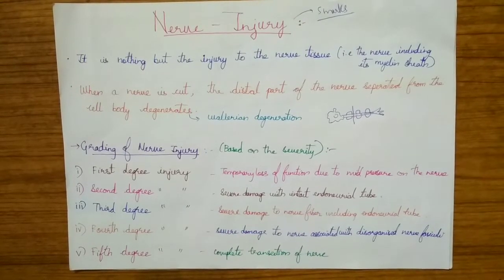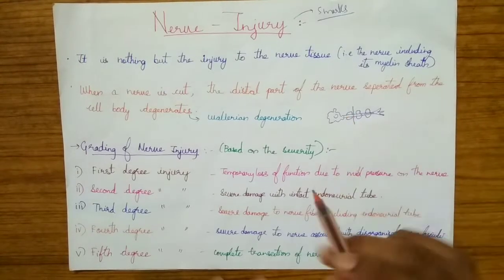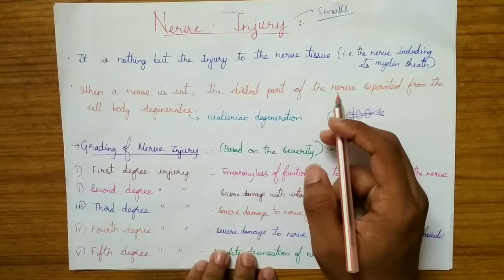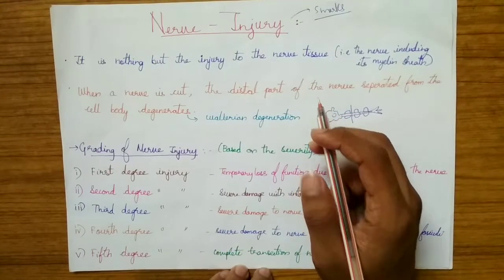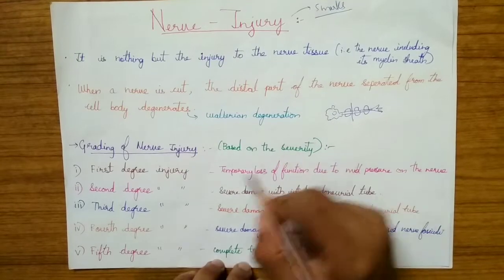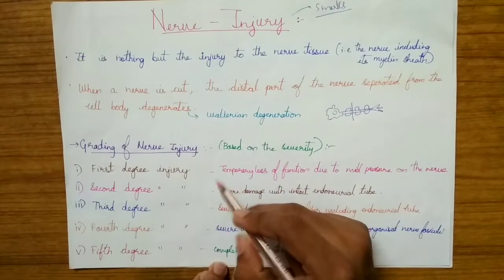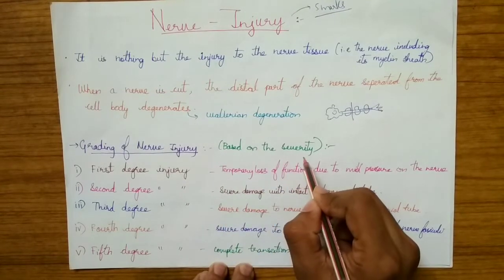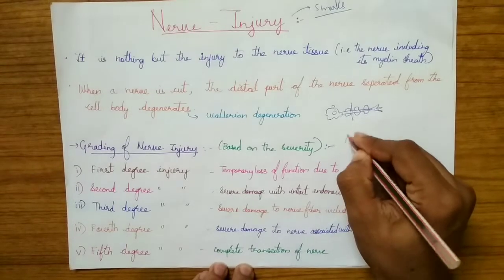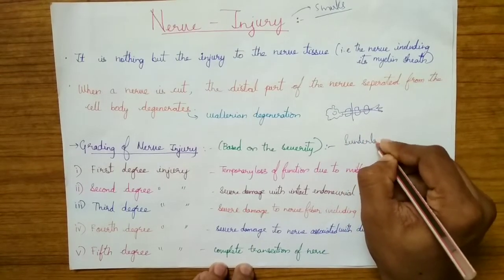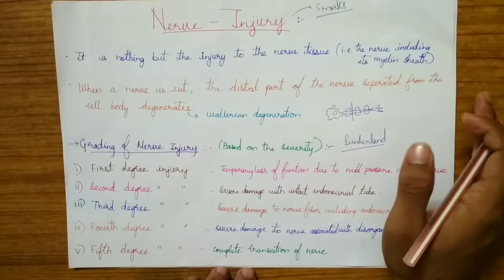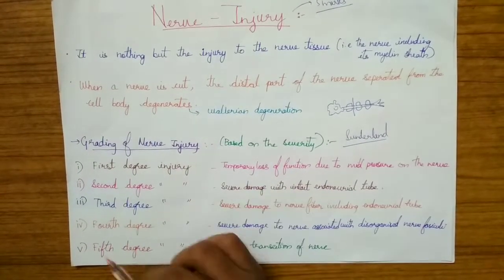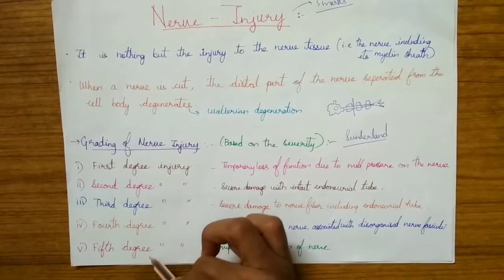So the nerve injury can occur due to many causes like a cut or a mild pressure or many more such things. So how do you grade the nerve injury? There are many methods to grade the nerve injury. This method is based on the severity, and this was given by Sunderland. According to this classification, the grading of nerve injury can be divided into 5 degrees.